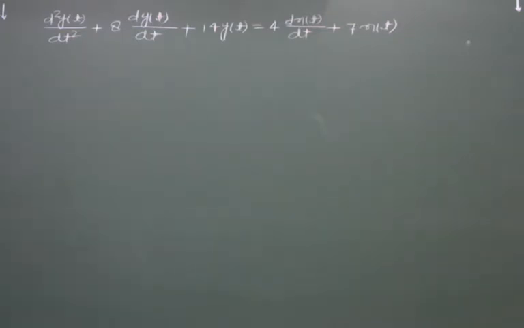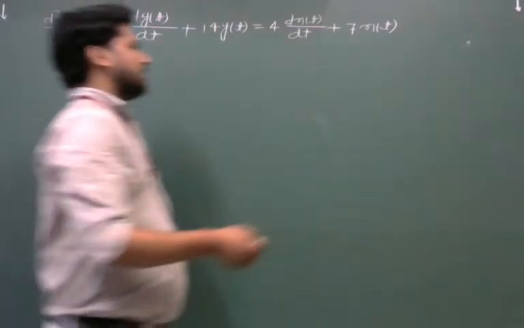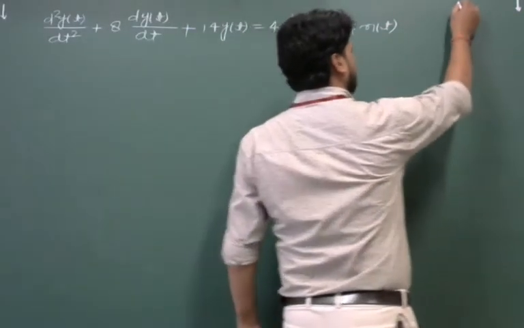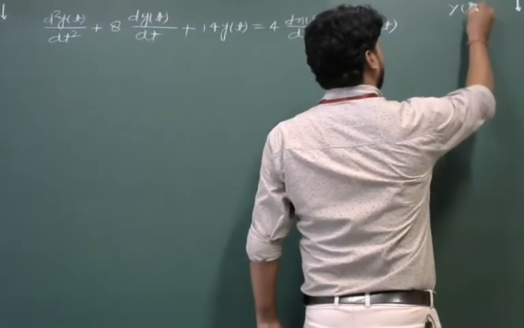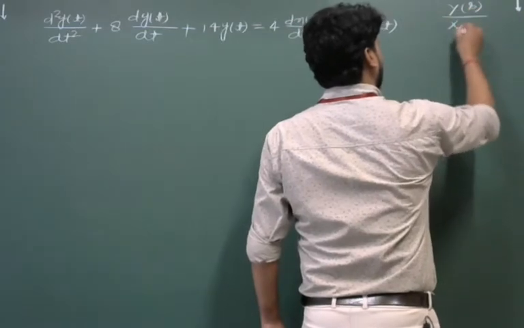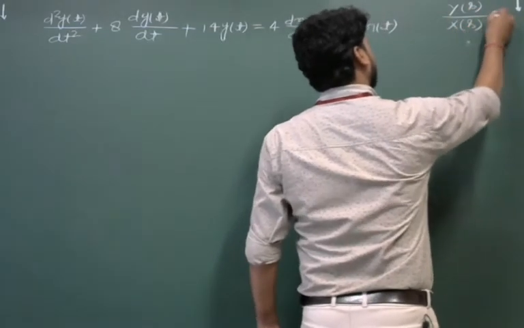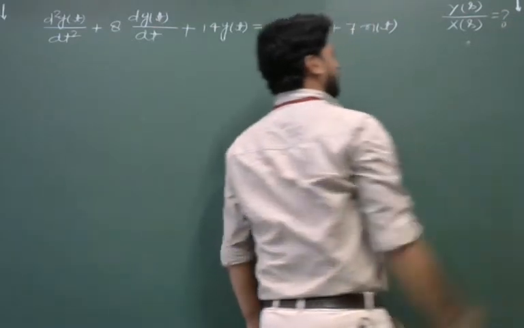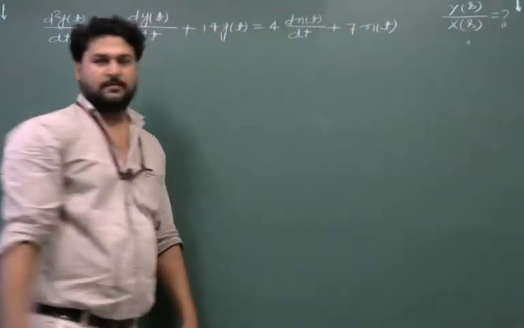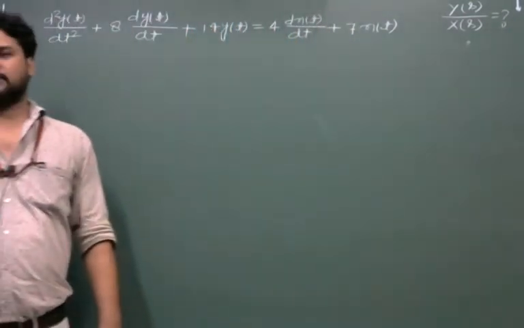Suppose there is a system which is described by this differential equation, and we have to get the transfer function of this system. Transfer function means we have to get the Y(s) upon X(s) ratio. This is what we have to get from here, the transfer function of the system.